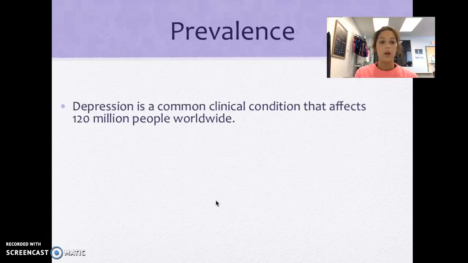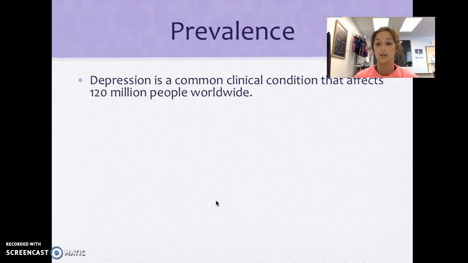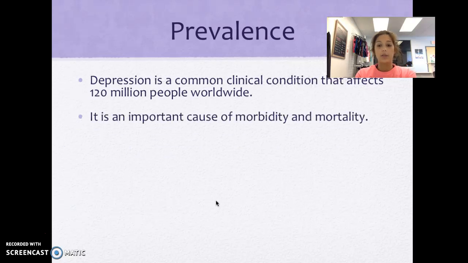The prevalence. Depression is a common clinical condition that affects 120 million people worldwide. Depression is a commonly occurring, serious, recurrent disorder linked to diminished role functioning and quality of life. It is an important cause of morbidity and mortality. Depression produces a greater decrement in health than chronic diseases such as arthritis, diabetes, and angina.